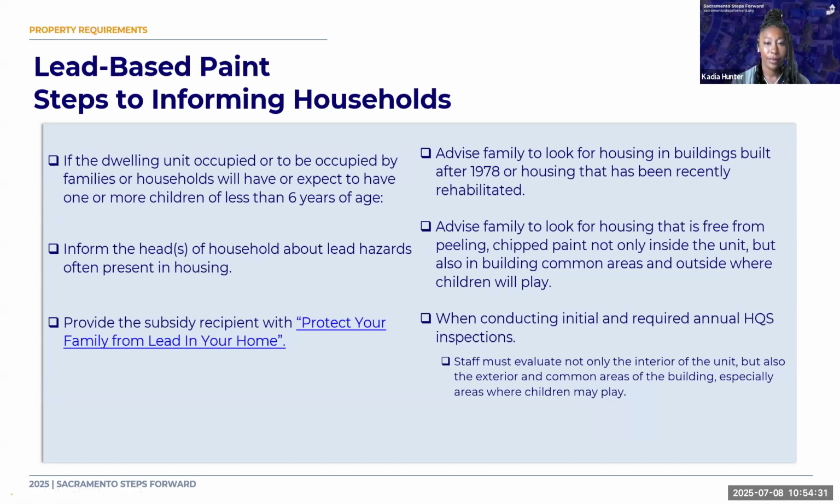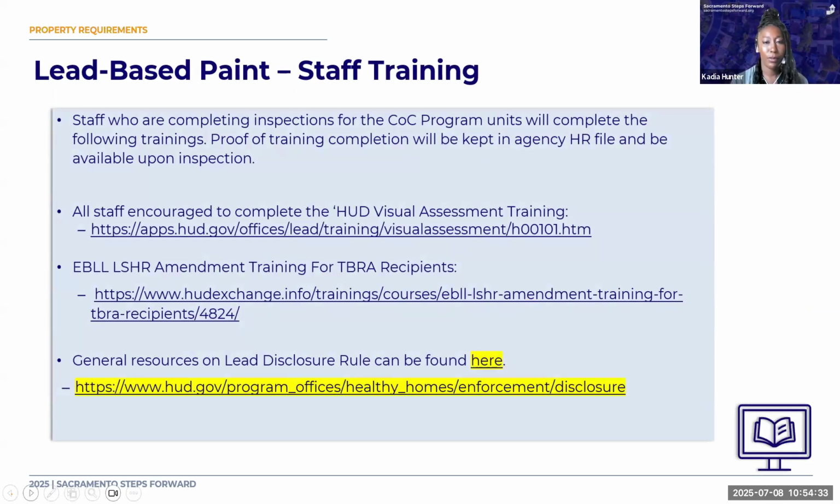Next slide. And then this one will go over staff training for lead-based paint. Staff training is vital to ensure proper handling of lead-based paint issues. Your staff should complete inspections as part of their certification process and their online training. And there's online training available, such as HUD visual assessment training. Additionally, for those involved in TBRA, there's specific training available, which can be found through the provided links. Finally, resources on the lead disclosure rule are available online to help staff stay compliant and informed.